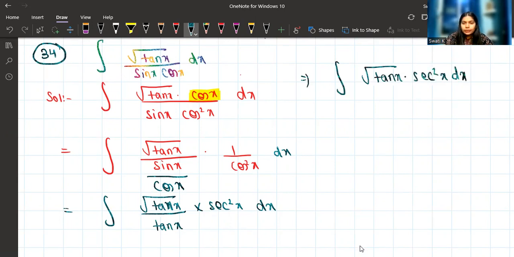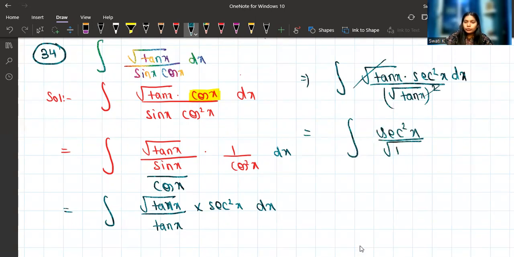I can write this tan x as root over tan x whole square. We know that root and square will get cancelled, so it is just tan x. Now this square root and this square will get cancelled. Therefore, what I'm getting is sec square x upon root over tan x dx. This is the simplified form. Now we are going to solve this integration by putting tan x equals t.